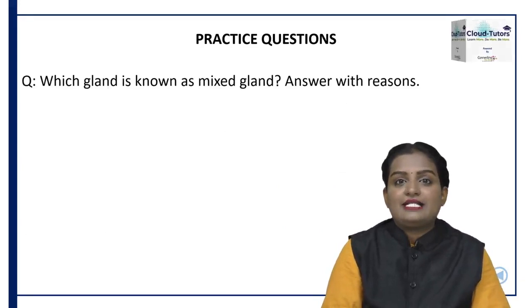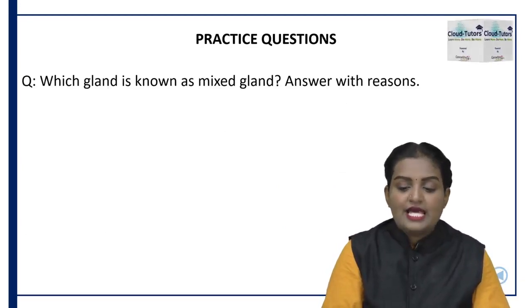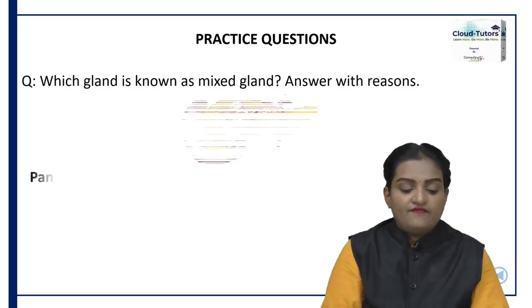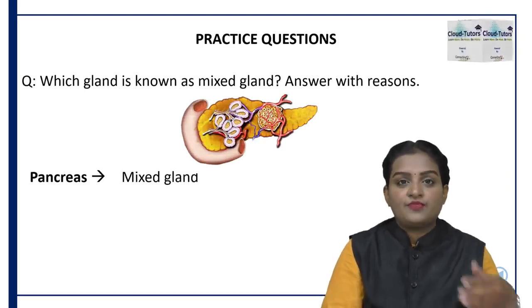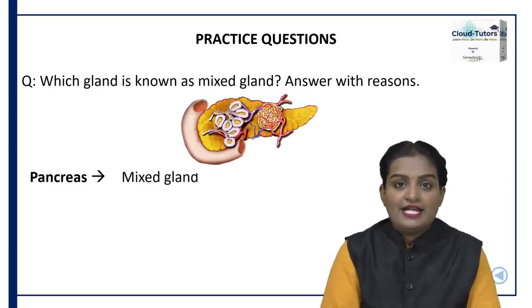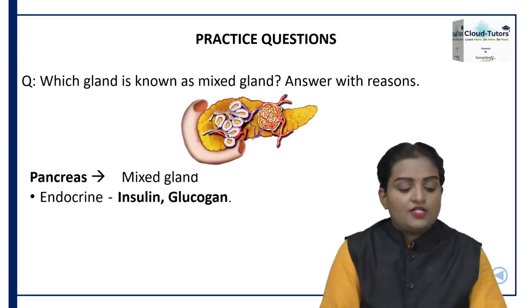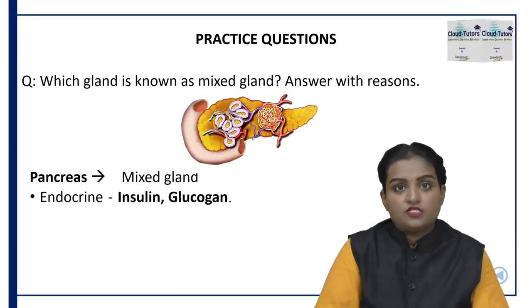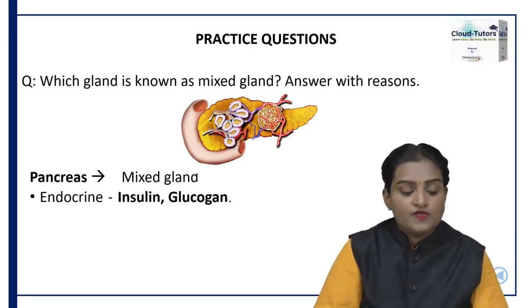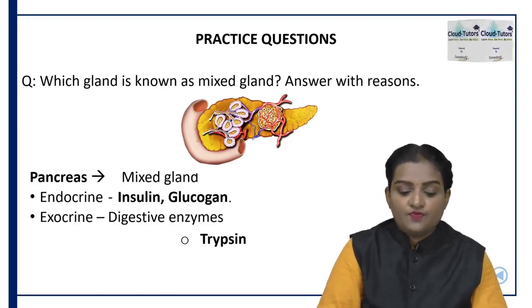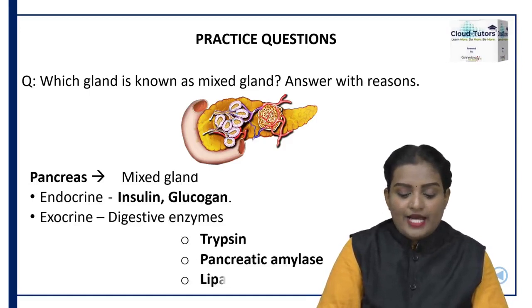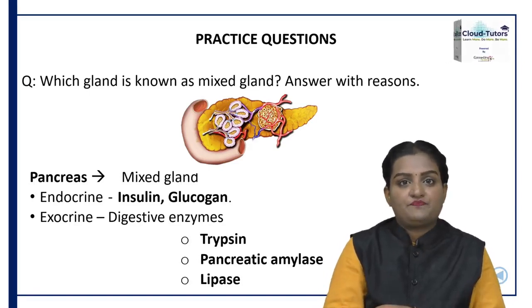Next: which gland is known as mixed gland? Answer with reasons. We know that the pancreas is known as a mixed gland because it performs both endocrine and exocrine functions. Endocrine: insulin and glucagon, those are the hormones. Exocrine: when it releases digestive enzymes such as trypsin, pancreatic amylase and lipase.